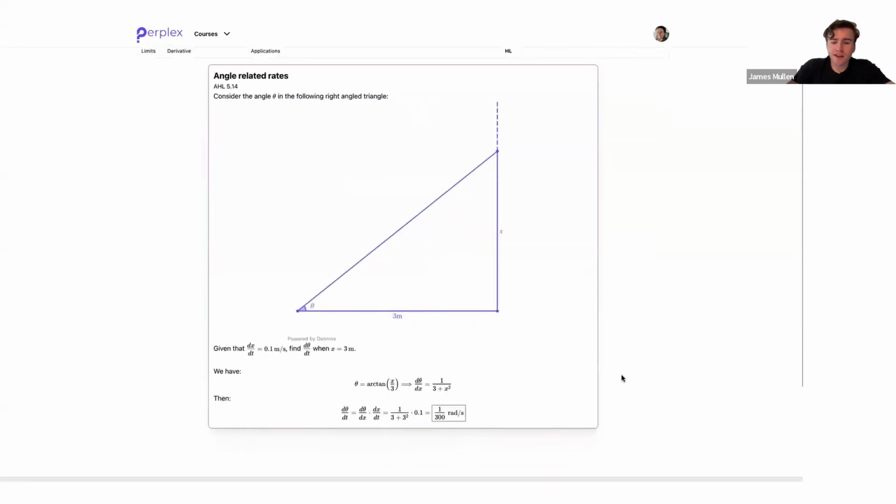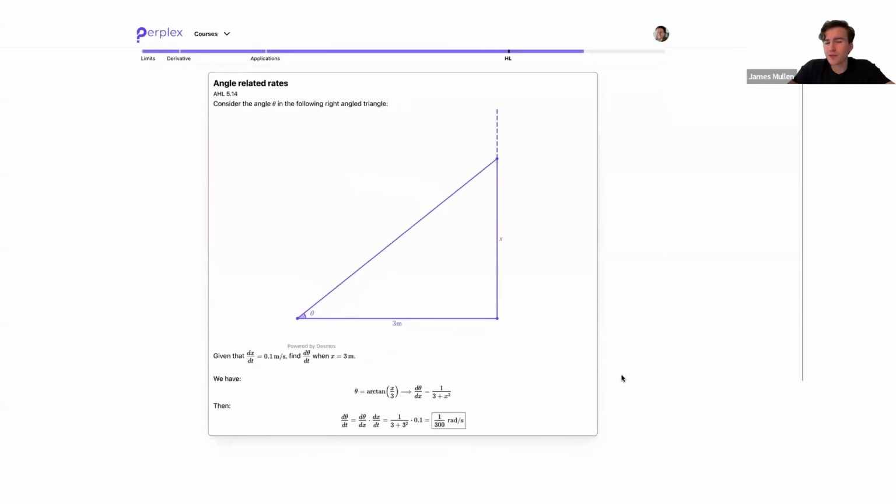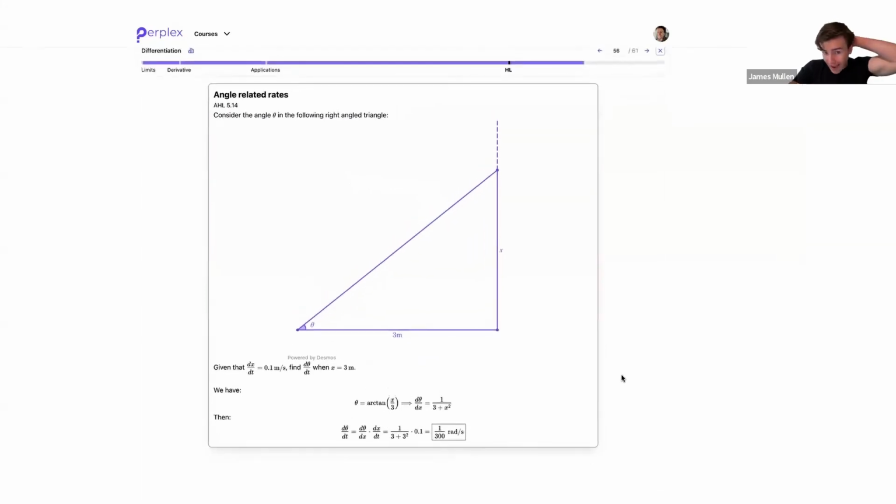These are the hardest ones, I think, but also I would say the most common out of all of them: the angle-related rates. You'll have a right-angle triangle or maybe some other non-right-angle triangle that's set up in such a way that you have this relationship between theta and x. So in this picture, I have theta opposite x, and there's an adjacent side of 3, so I can say that tan of theta is equal to x over 3.